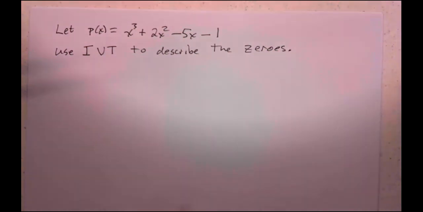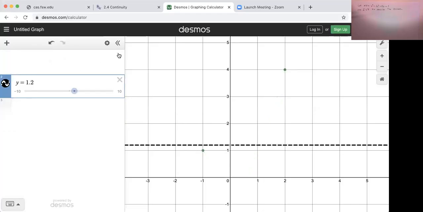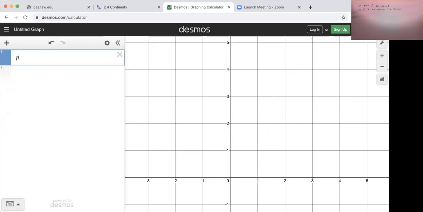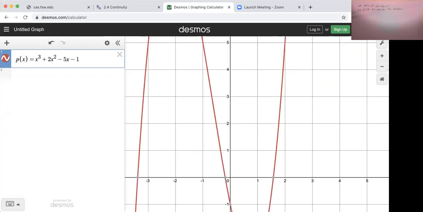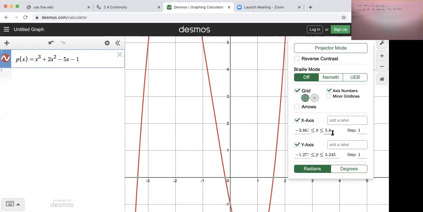So we want to start by finding a zero somewhere. I want to take a look at what the function looks like. So let's go ahead and go back to Desmos. And we have a polynomial P of X equals X to the third plus 2X squared minus 5X minus 1. Okay, well, let's zoom this out a little bit, or at least let's get more Y. My X isn't bad, but my Y, I need a lot more Y.